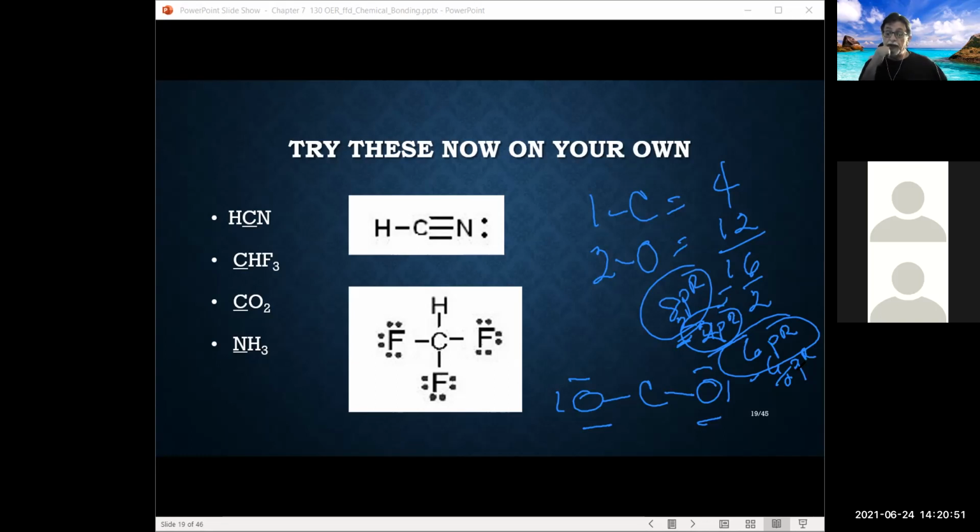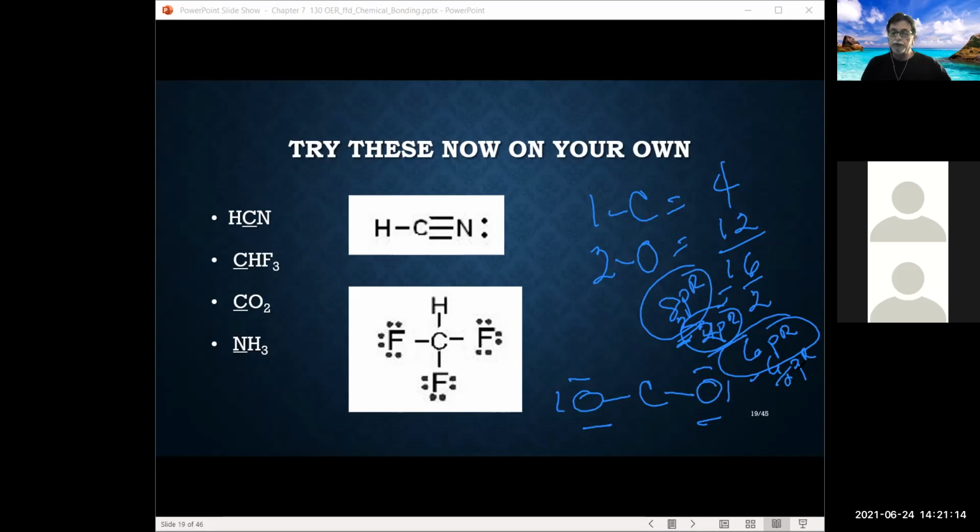Okay, I should have 8 pair there, total of 8 pair. And everything looks like it should. I now check the octet. The oxygens are happy. There's 8 electrons around it, but the carbon is not. There's only a total of 4, the way I wrote it, around it.